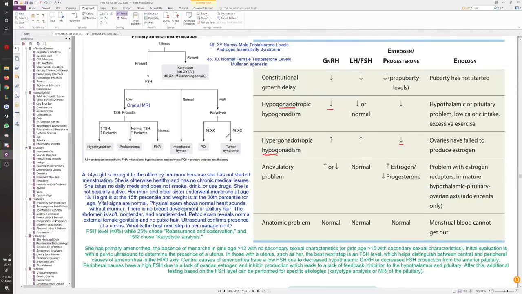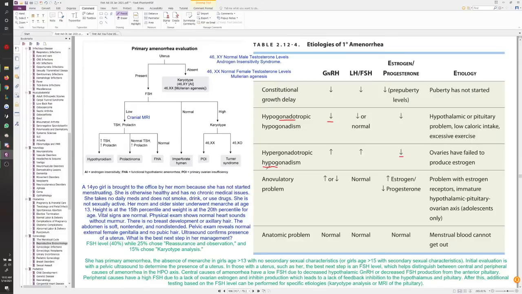So take a look at this workflow with this question. So let's see what's happening here. Now we have a 14-year-old girl brought to the office because she has not started menstruating yet. Okay, some girls do start at age 15. It's very rare, but it does happen. She is otherwise healthy and has no chronic medical issues. She takes no daily meds, doesn't smoke, drink, or use drugs, isn't sexually active.